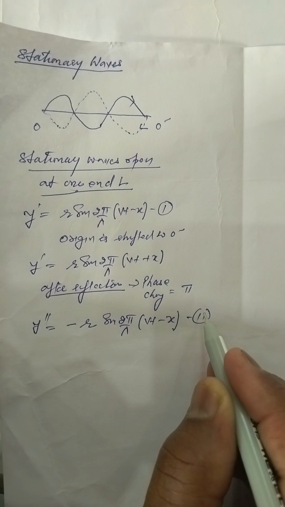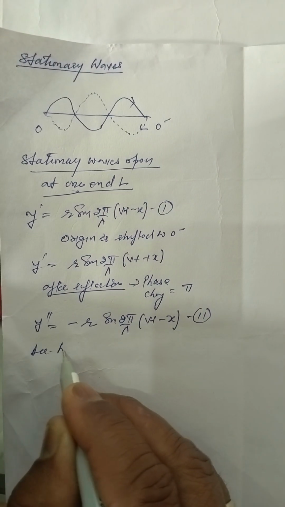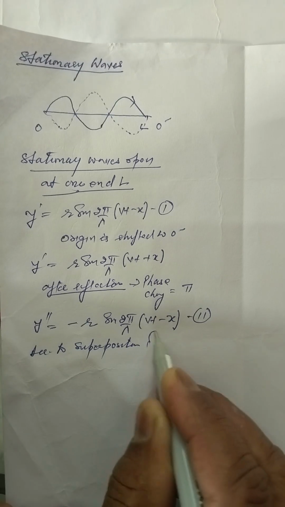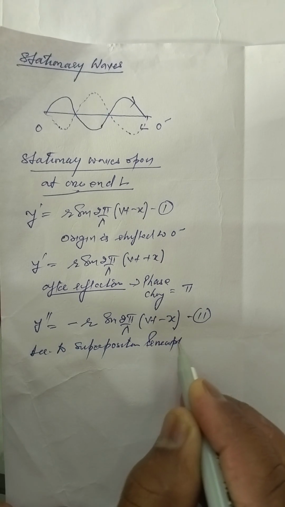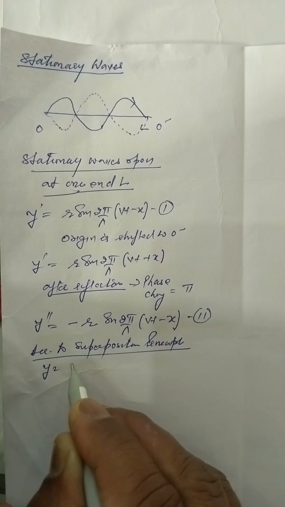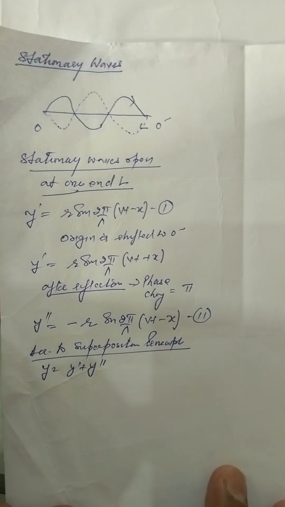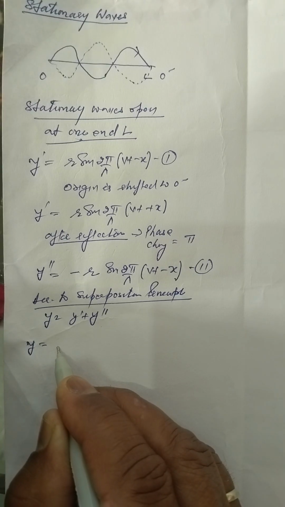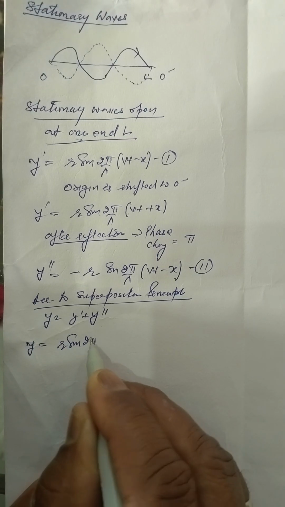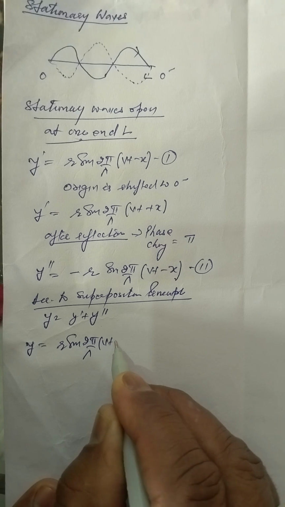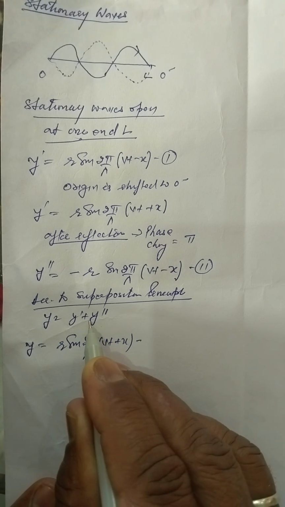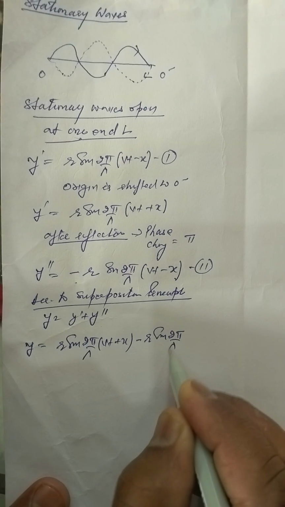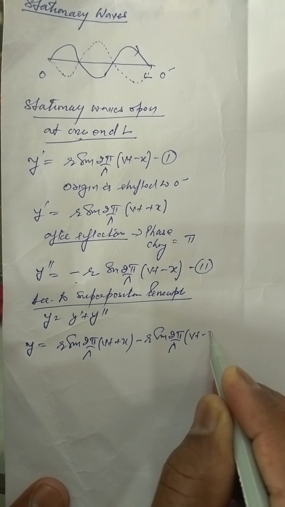Now, according to the superposition principle, y = y' + y''. So we will find y = r sin (2π/λ)(vt + x), and plus, but the sign is minus, r sin (2π/λ)(vt − x).